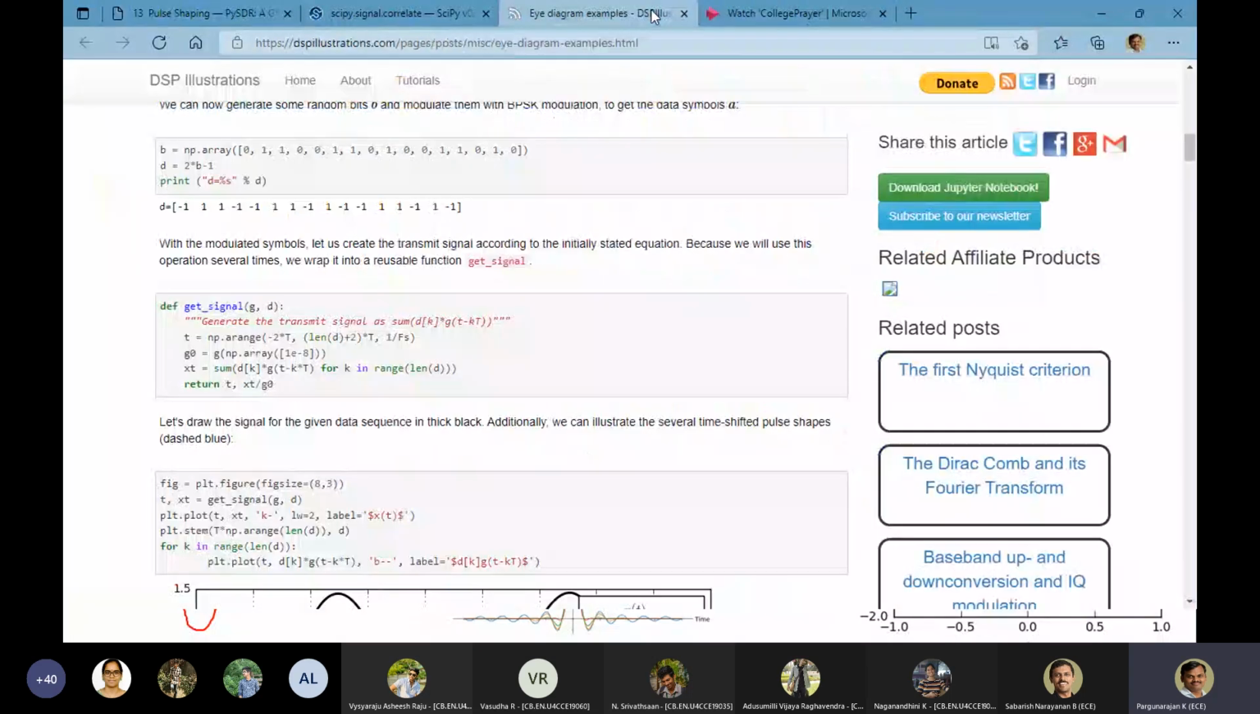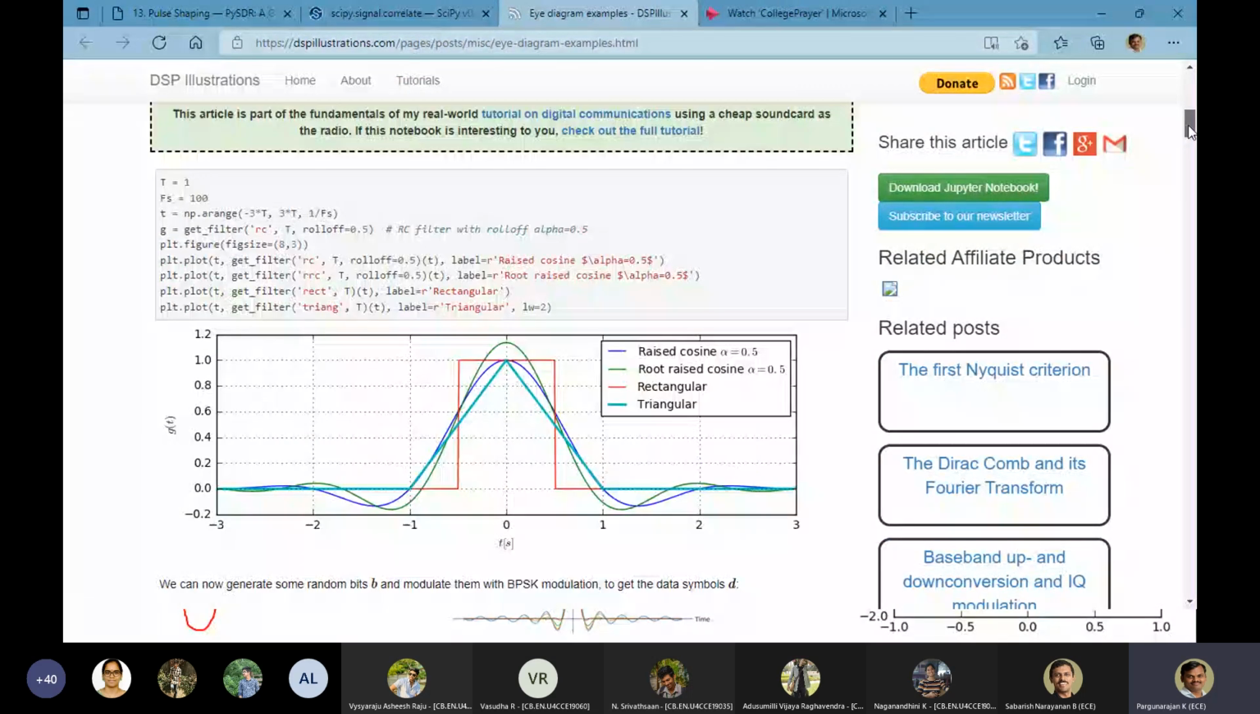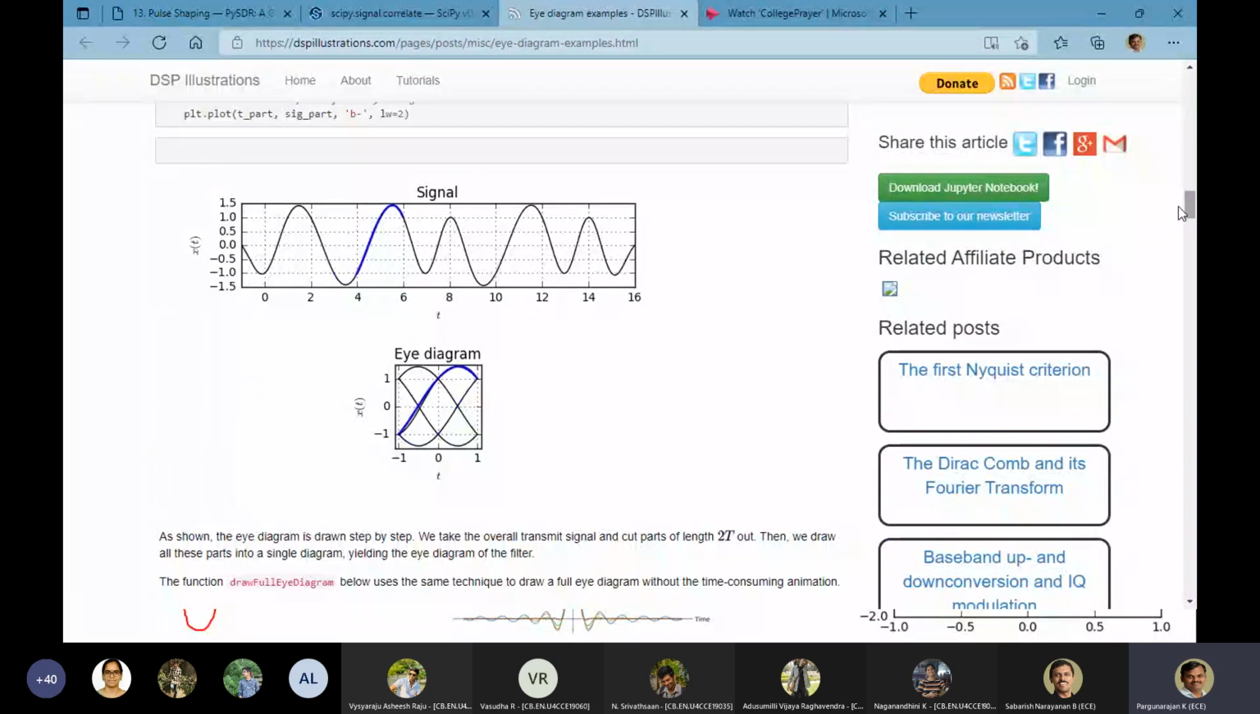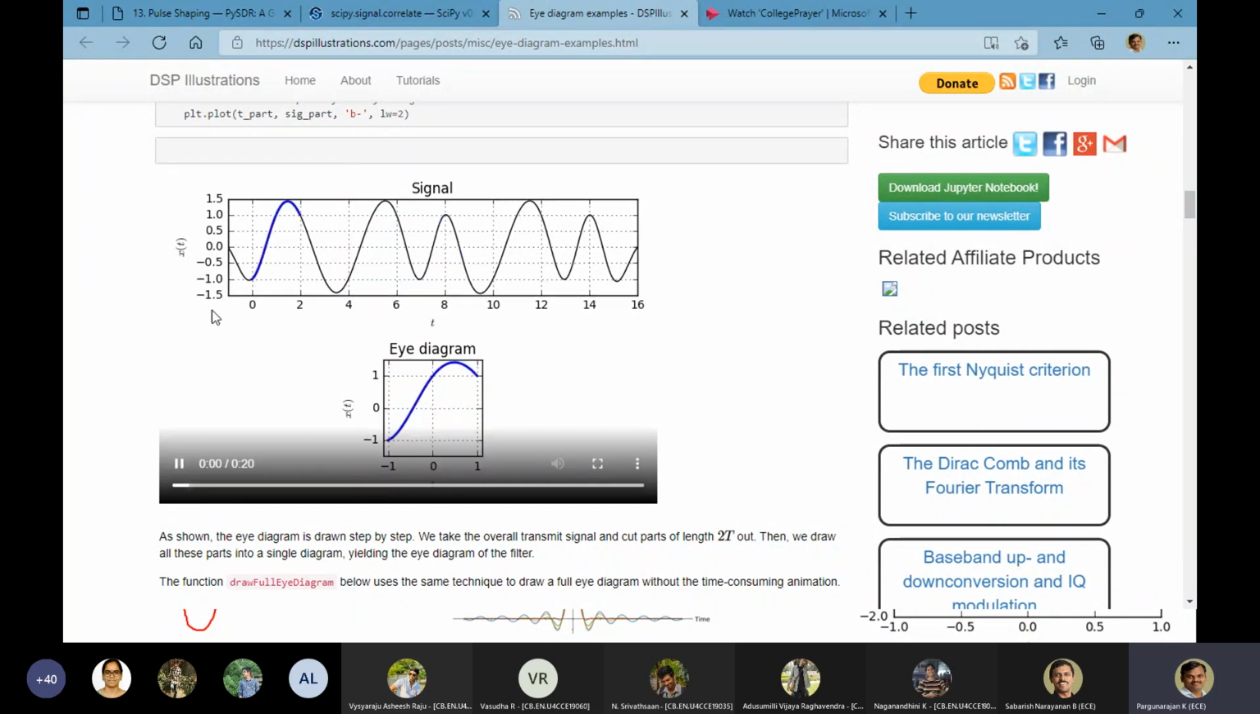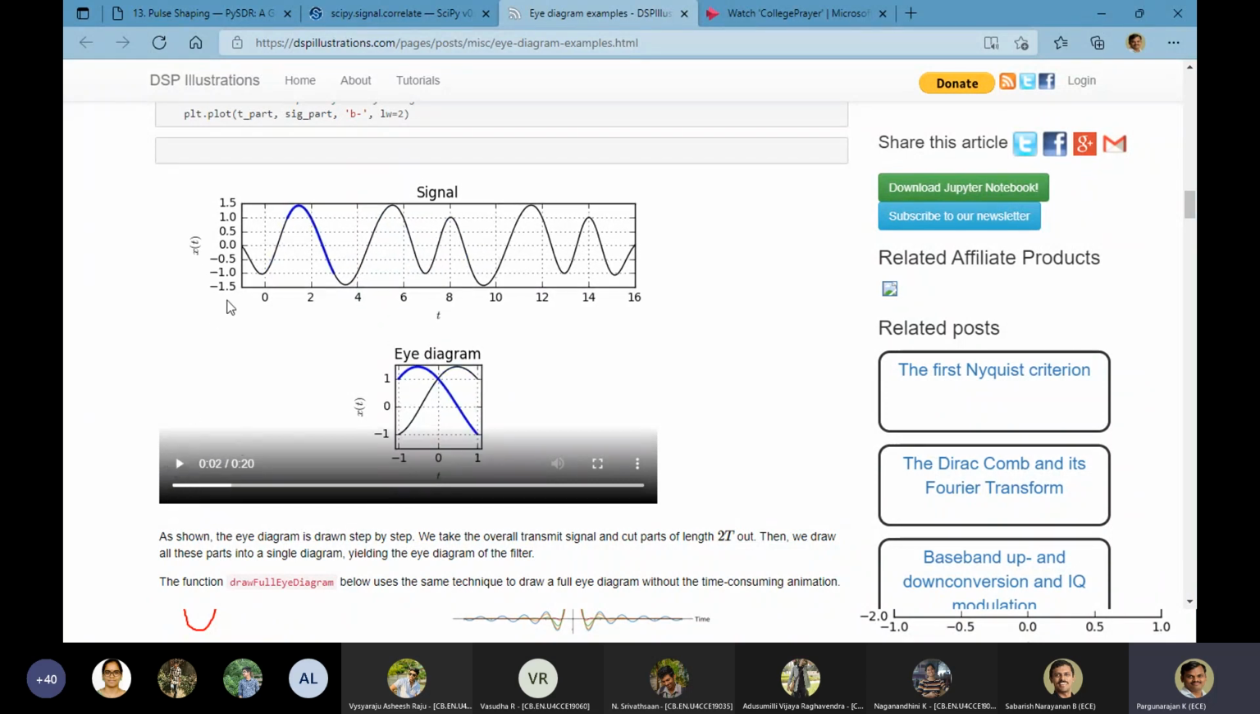Are you able to see this eye diagram? Assume there is a signal that you are transmitting. This is the first part that they have drawn here. For the second symbol, instead of continuing from this particular location, they overlap from the starting. So that blue color is once again drawn from this particular point.